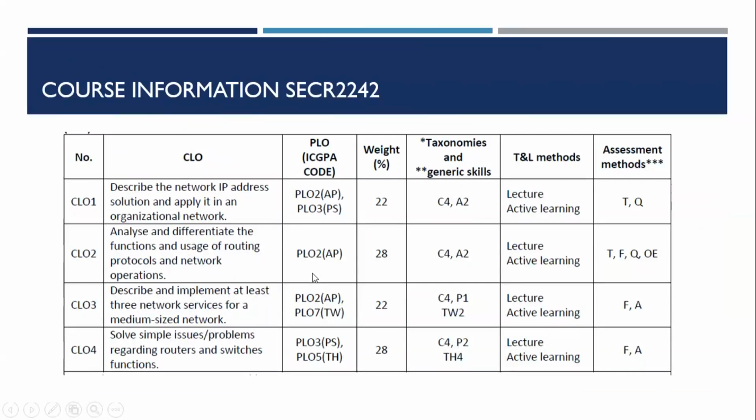So this is the course information for SecR2242. I'll be calling it ComNet, Computer Network, ComNet, and ComNet Lab. For ComNet, these are the course learning outcomes that you should be able to do. Describe the network IP address solution and apply it in an organizational network. Analyze and differentiate the functions and usage of routing protocols and network operations. Describe and implement at least three network services for a medium-sized network and solve issues or problems regarding routers and switches.